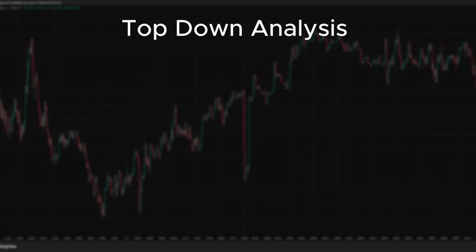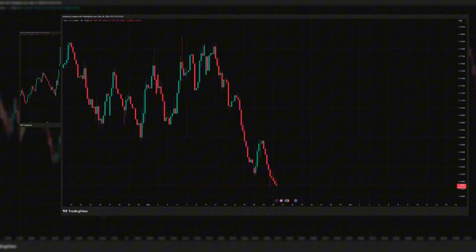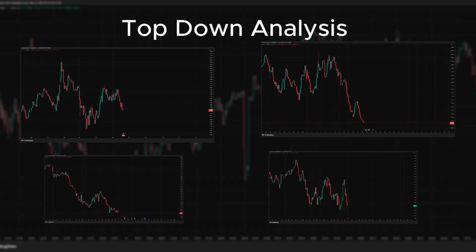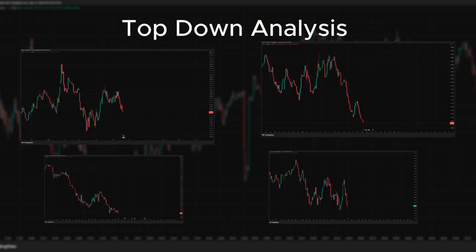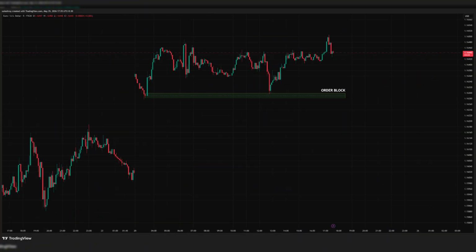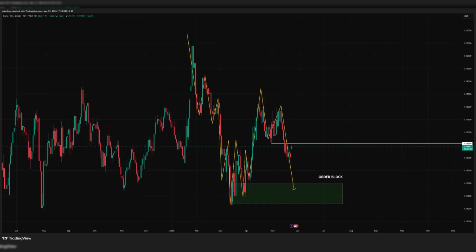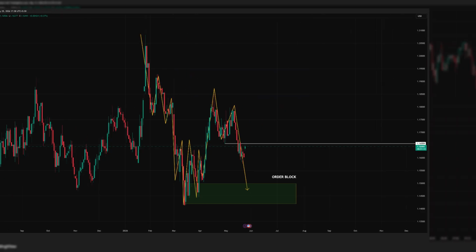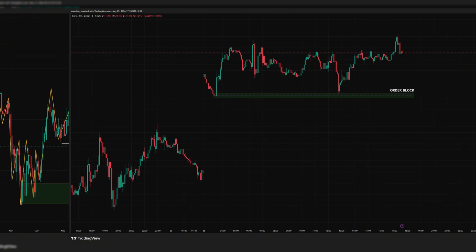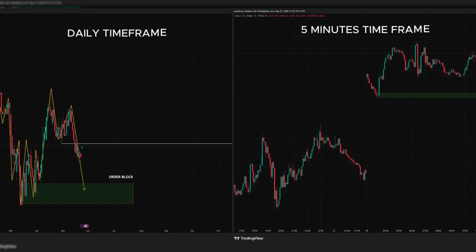What is top-down analysis? Top-down analysis is simply the process of starting from the bigger picture and gradually moving into smaller details. Instead of jumping directly into a 5-minute chart and guessing what the market might do, you first analyze the higher time frames to understand the overall structure. Think of it like using a map. The higher time frames show the full city. The lower time frames show the streets. When you combine both properly, your decisions become much more accurate.